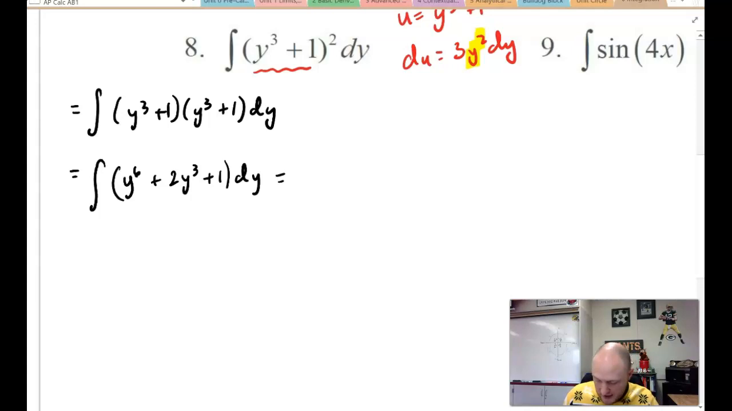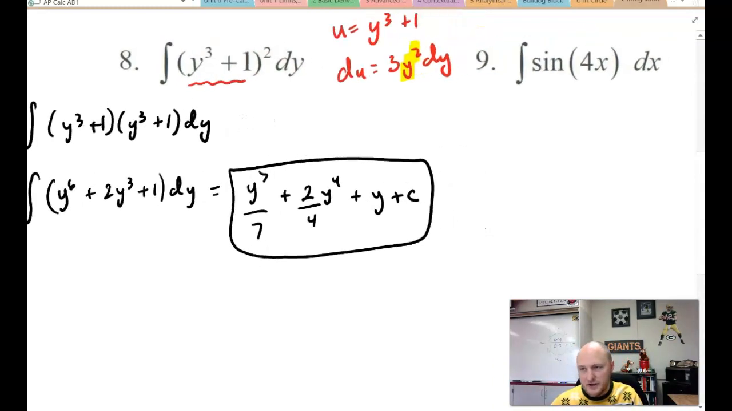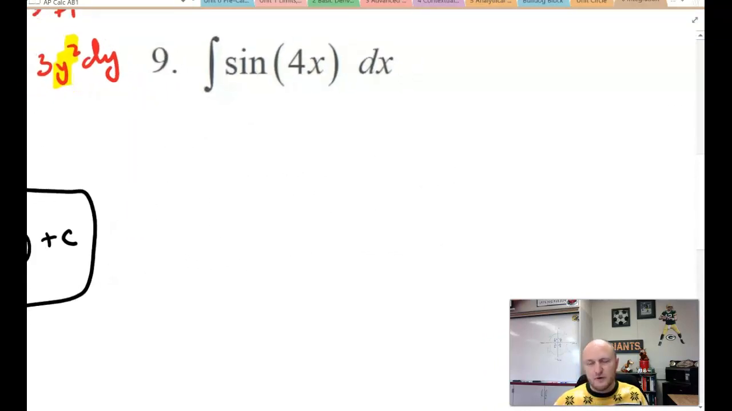The integral of y to the power of 6 becomes y to the power of 7 divided by 7. Y to the power of 3 becomes y to the power of 4 divided by 4. And then the integral of 1 dy is just y. There it is. Not too complicated. So if you have a low level power, you can go ahead and expand it out. But I would look for connections if it got too much bigger.